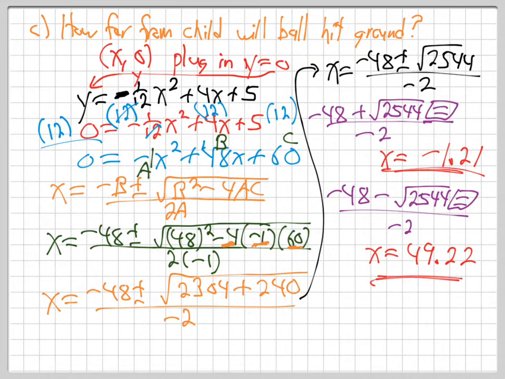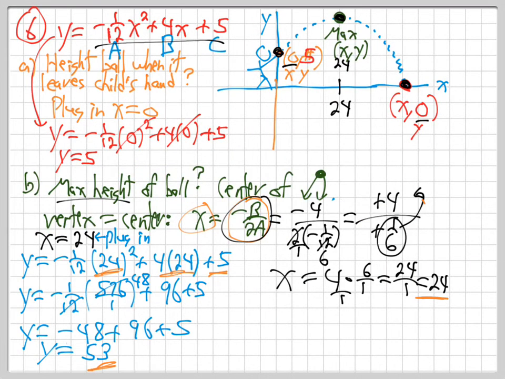Why? Well, if you go back to the picture, if you look at that parabola, if you kind of let it extend to the other side, it's actually going to hit right here and right here. This one is actually back. That's the negative answer, 1.21, up 0. This one right here is over 49.22, up 0. Now, we don't want the negative one.